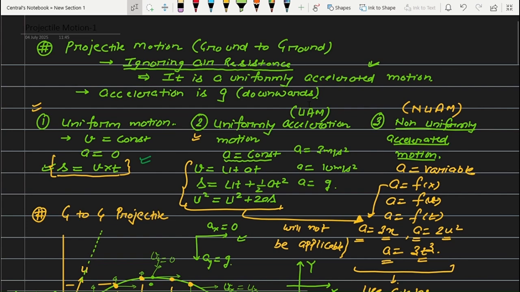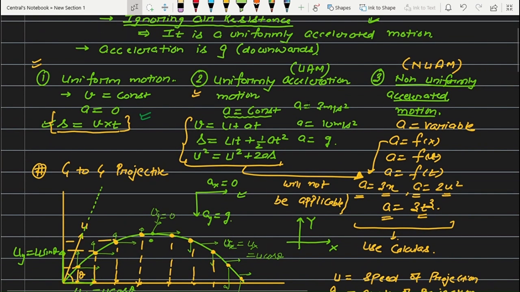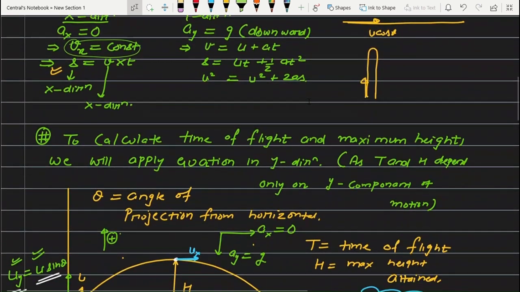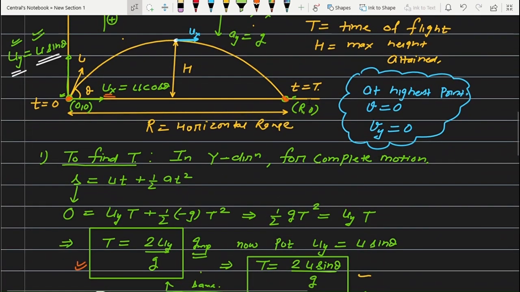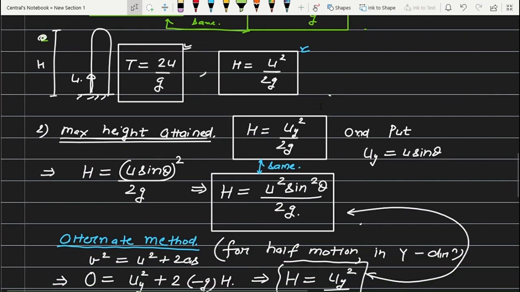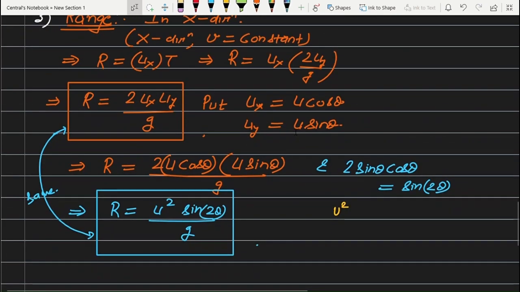In previous lectures, we discussed that we will break the projectile into two perpendicular independent directions, x and y, and we'll discuss motion in both directions independently. Then we discussed three important parameters. First is time of flight, 2u sine theta by g. Theta is the angle of projection from horizontal. Then maximum height, u square sine square theta by 2g. And last is the horizontal range, which is u square sine 2 theta by g. Now taking a few questions which are based on these simple concepts.